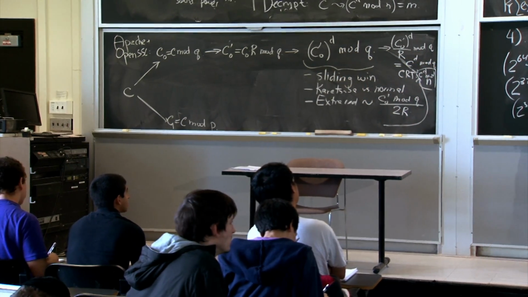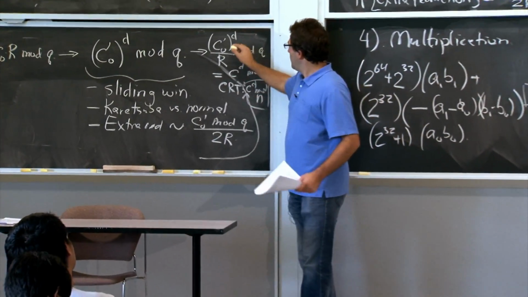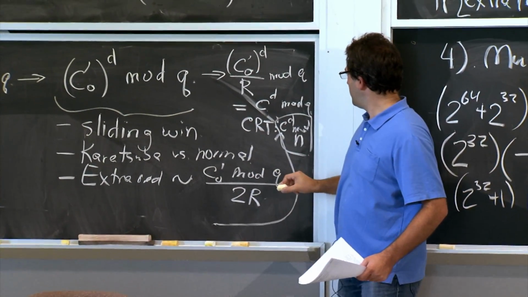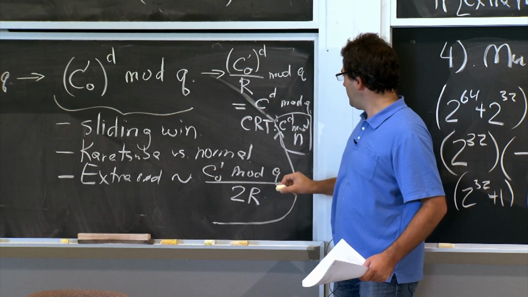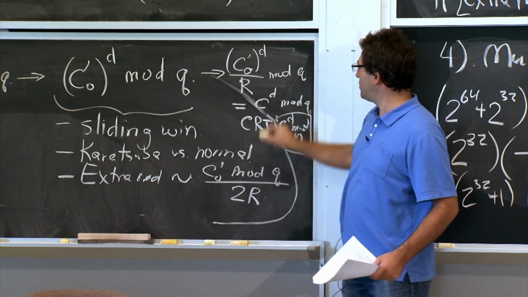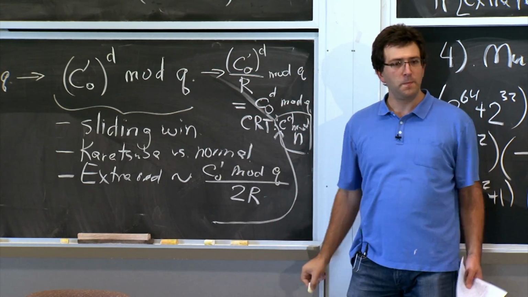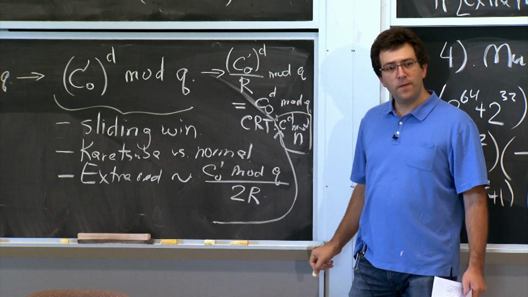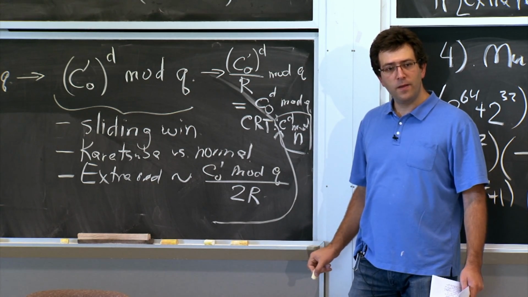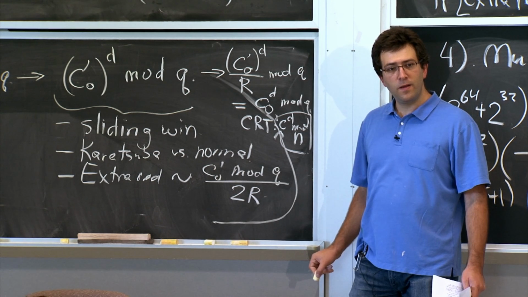Isn't that C0 to the d mod q and C1 to the d mod q when you assemble them back? Yeah, you're probably right. Yeah, C1 to the D, C0 to the D. Yeah, right. This is C0. Yeah, you're right.